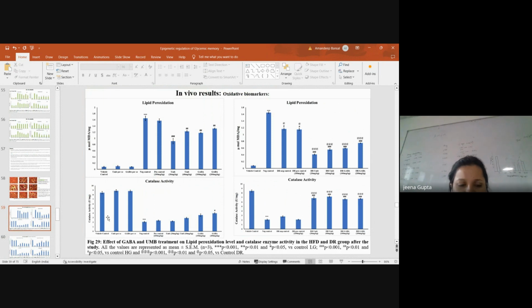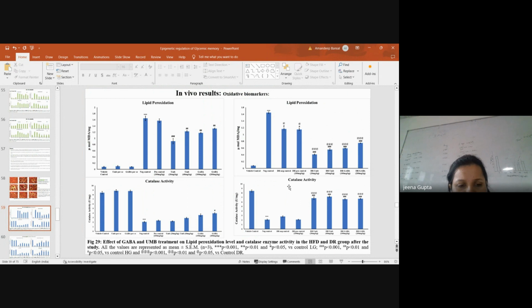Then we performed the antioxidant enzyme assays in these animals, and we see again that the lipid peroxidation levels were increased in the kidney tissue, whereas the activities of enzymes like catalase, SOD, and GST were reduced in the kidney tissue in the diabetic animals, and even in the diet reversal animals.